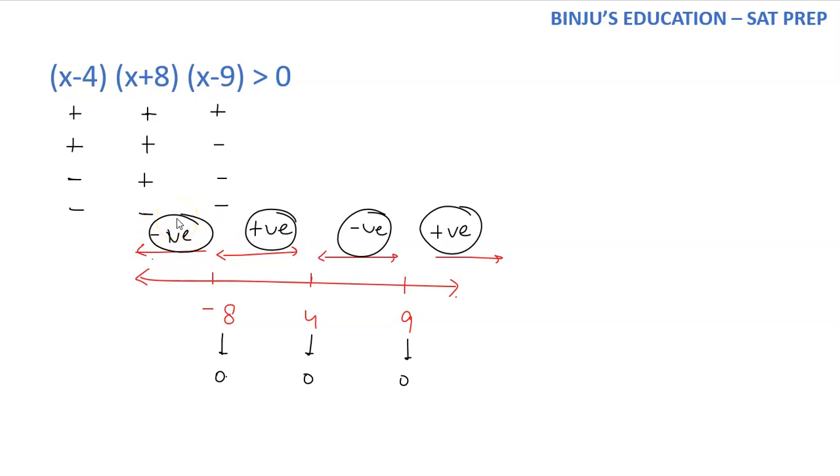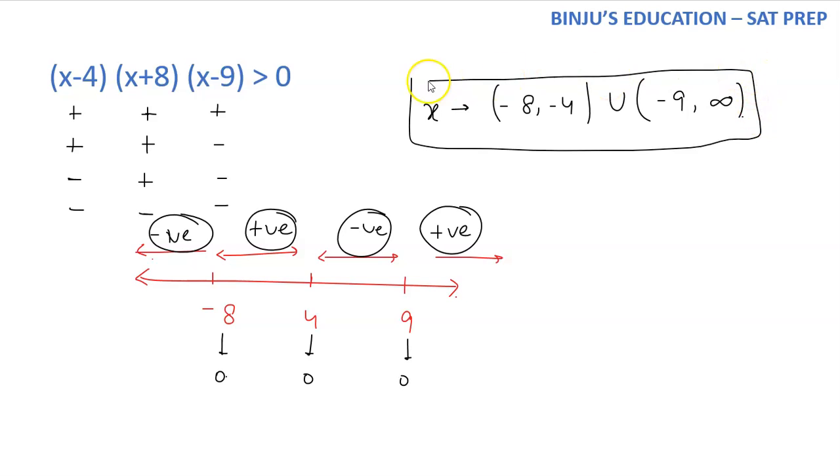I'm looking for greater than 0, which means positive. So I'm going to say that the value of x is between minus 8 and 4, union 9 to infinity. Or you can have your options as minus 8, 4 and x greater than 9. Okay, this is plus 9, I'm sorry. So either way you can write your answer. The concept is important. Alright.